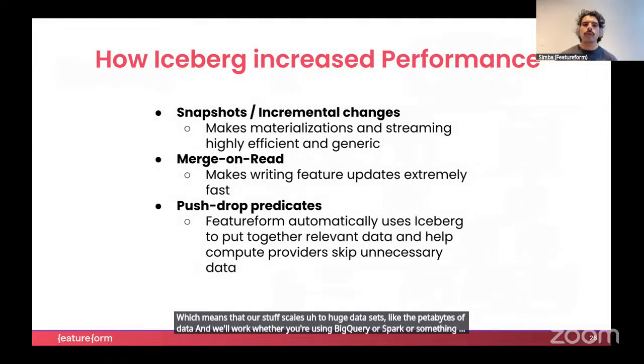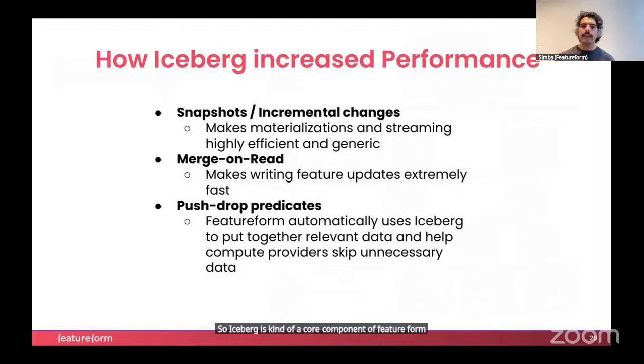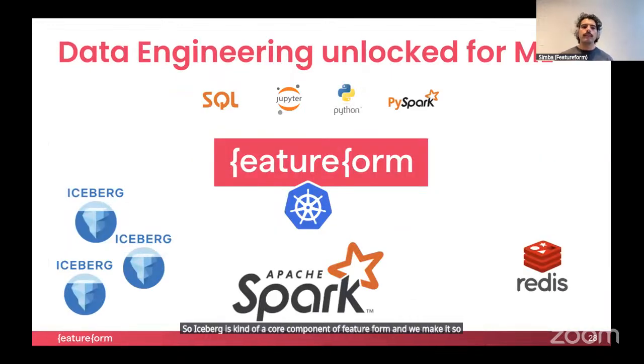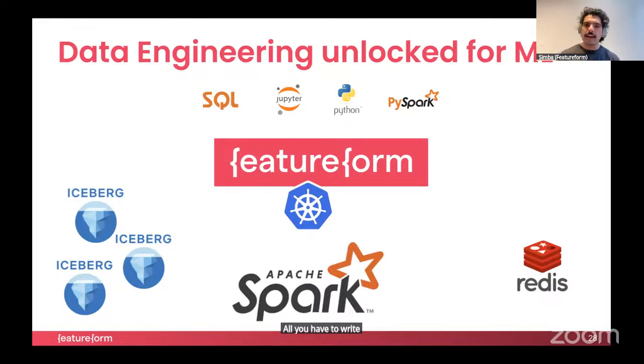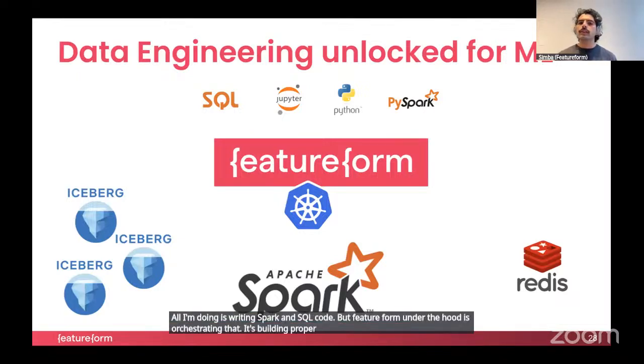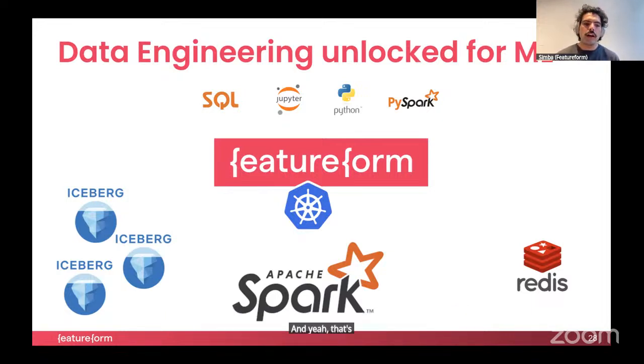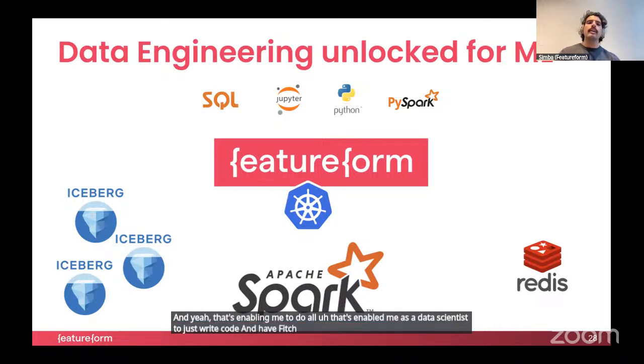So Iceberg is kind of a core component of Featureform, and we make it so that as a data scientist, all you have to write, like if you look at my code, I don't really mention Iceberg anywhere. All I'm doing is writing Spark and SQL code. But Featureform under the hood is orchestrating that. It's building proper Iceberg tables. It's doing all these things for me. And yeah, that's enabling me as a data scientist to just write code and have Featureform handle productionizing it and all the data engineering practices, so I don't need to know them all.